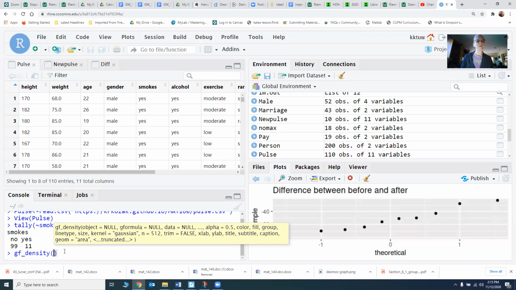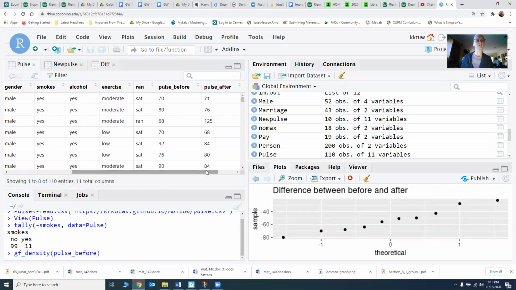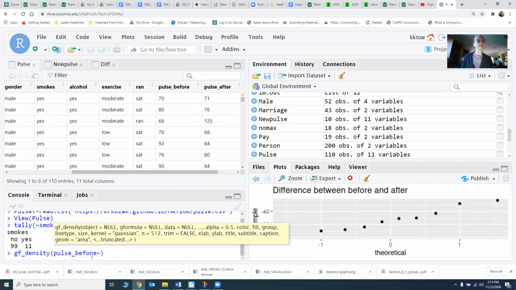And we can actually do these together, sort of. We can do pulse before. That's my variable. So make sure you get the exact name of the variable. You come up here and look in your data set. It's pulse before, just like I did with the underscore. And then we're going to do tilde that smokes. That way it'll separate based on smoking and not smoking. And then my data set again was pulse.